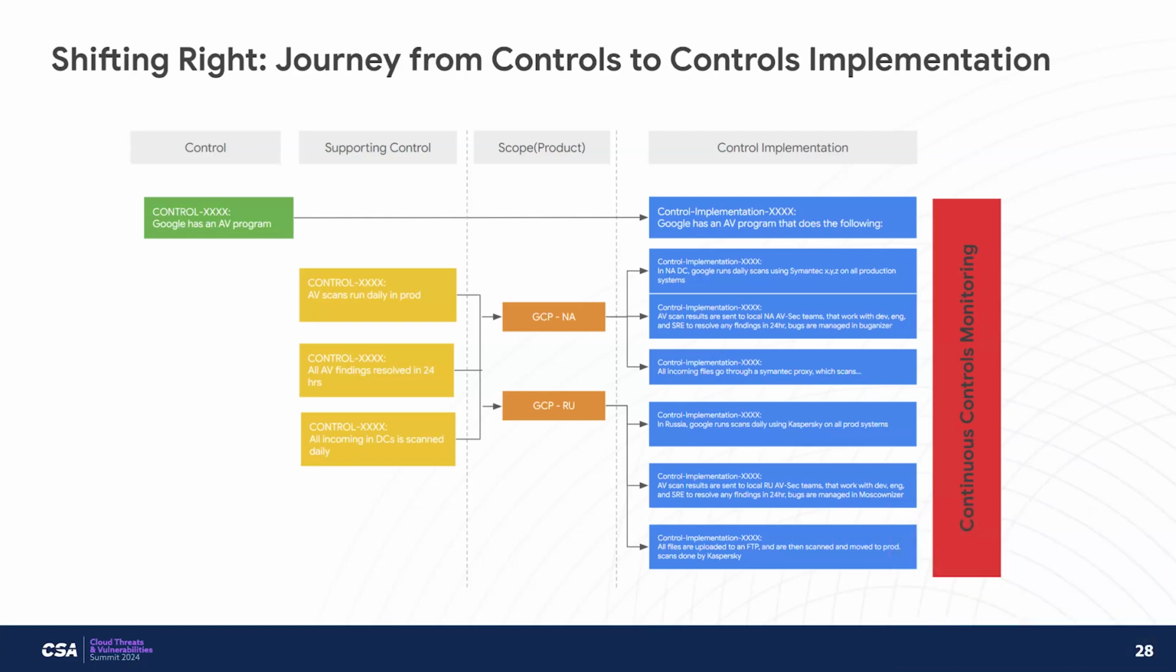So this is a sample data set of an example of how one would set up a control structure. The idea is that you have, for example, an overarching control followed by more granular supporting controls, which then have the implementations. And all the way to the right side you have the monitoring elements.